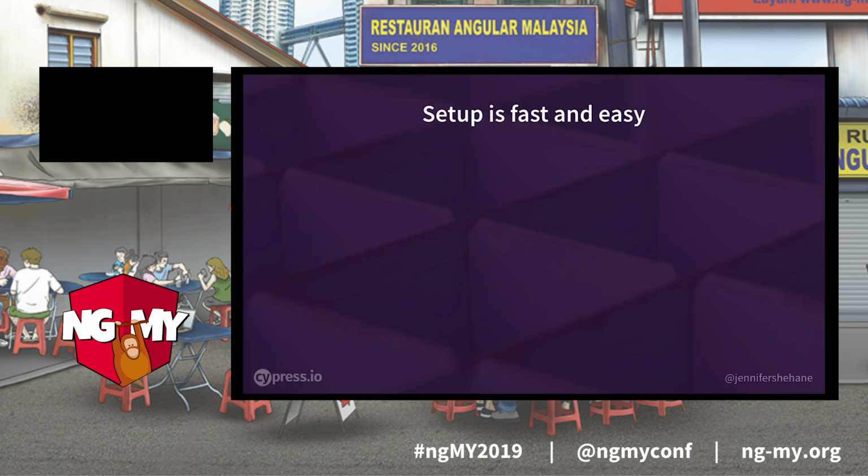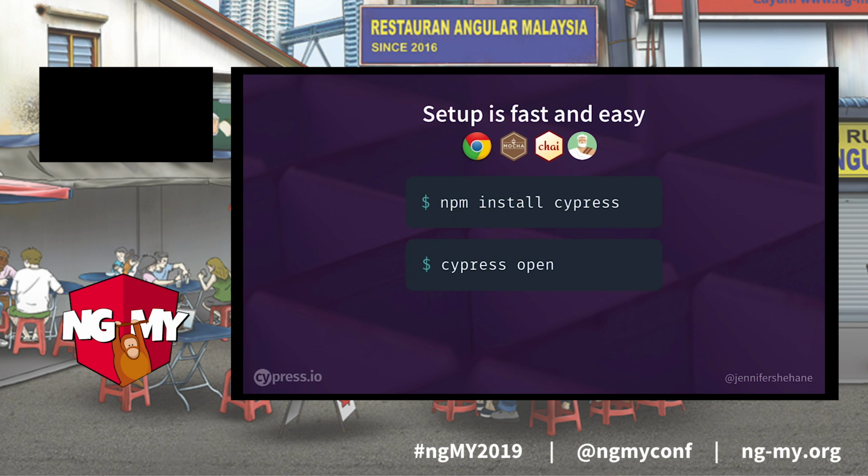So another thing Cypress addresses is the setup. It was a big focus of the project when we started. You can just npm install Cypress. It comes bundled with Mocha and Chai and Sinon, so there's no extra installation necessary to write assertions or to spy and stub and mock. And then you just run Cypress open to open the test runner, which I'm going to go ahead and give a quick demo.